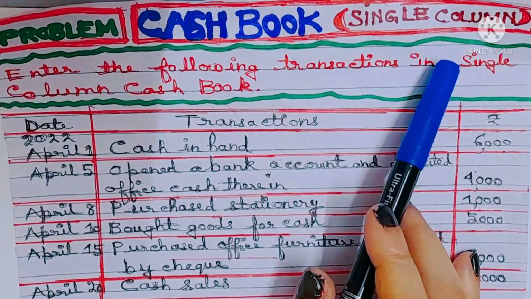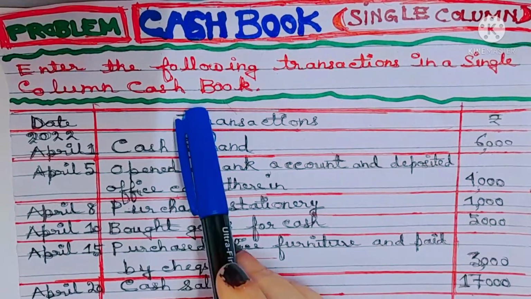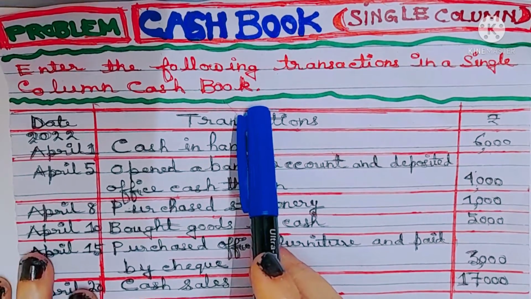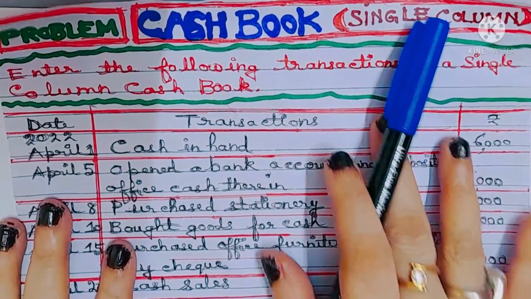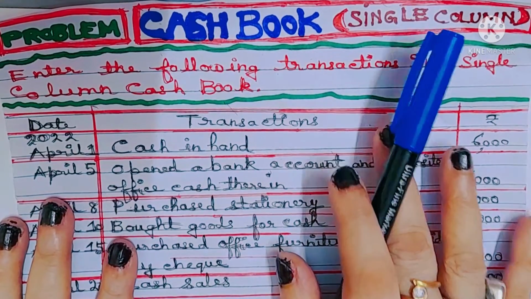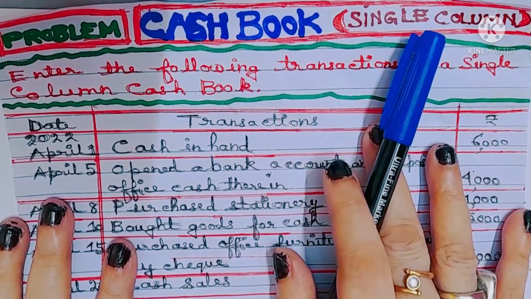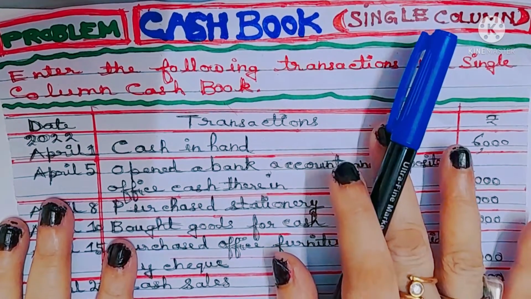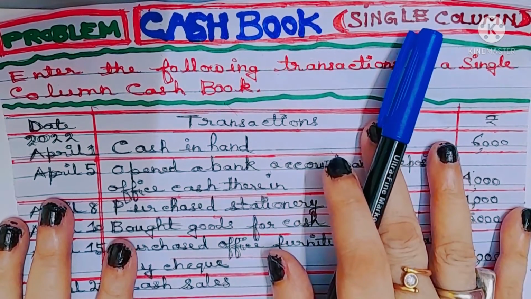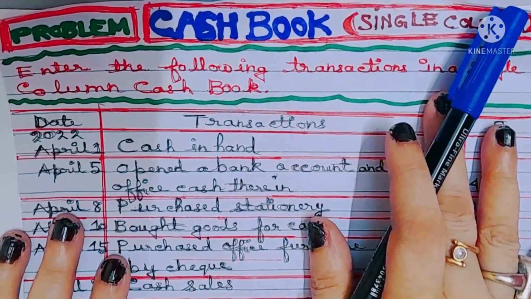Cash book, single column. Enter the following transactions in a single column cash book. Always remember, single column cash book does not record checks received and checks paid. Please remember, cash book only records cash transactions. So let's go through the transactions.